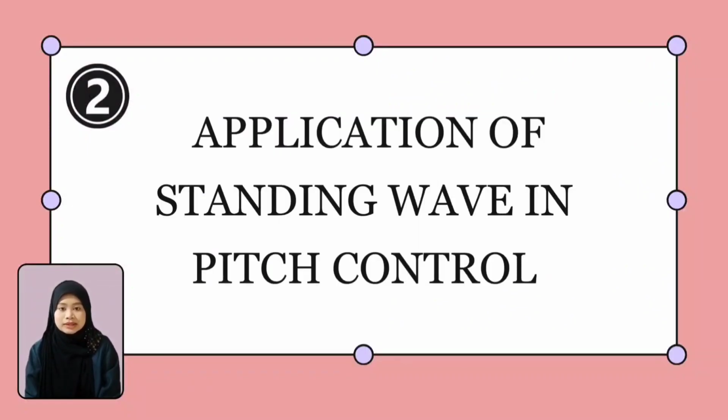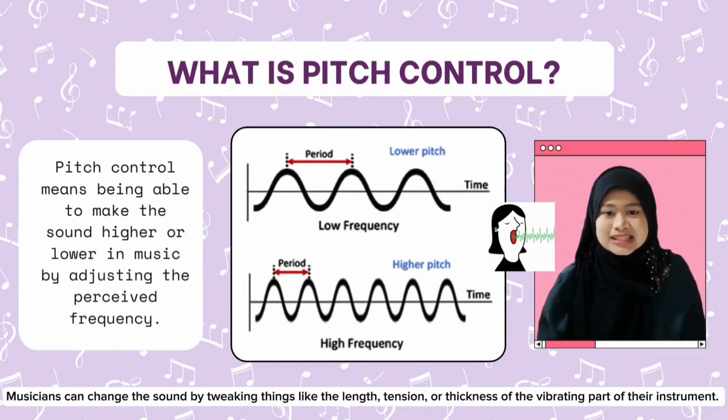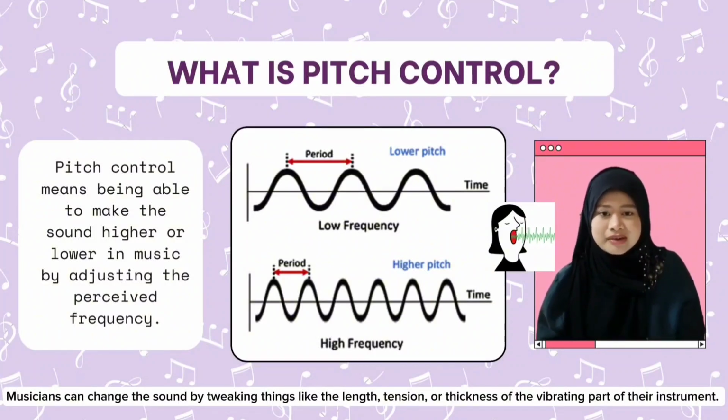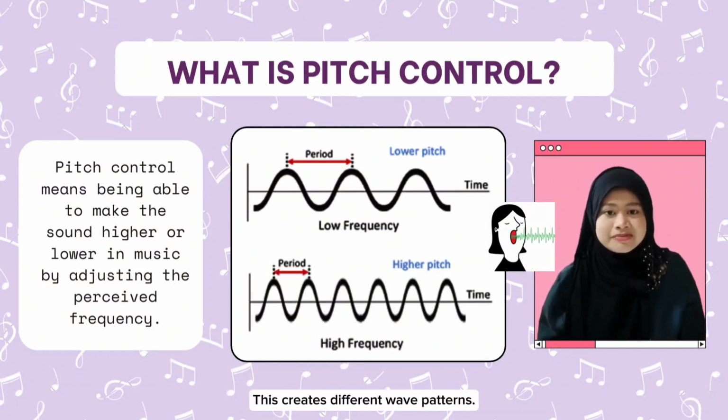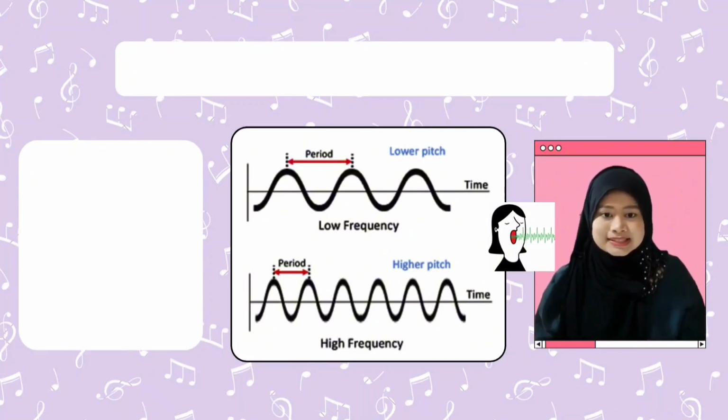Next, I will share about the application of standing wave in pitch control. Instruments use something cool called the standing wave trick to control how high or low their sounds go. Musicians can change the sound by tweaking things like the length, tension, or thickness of the vibrating part of their instrument. This creates different wave patterns. Remember, higher frequencies result in higher pitches, while lower frequencies produce lower pitches.